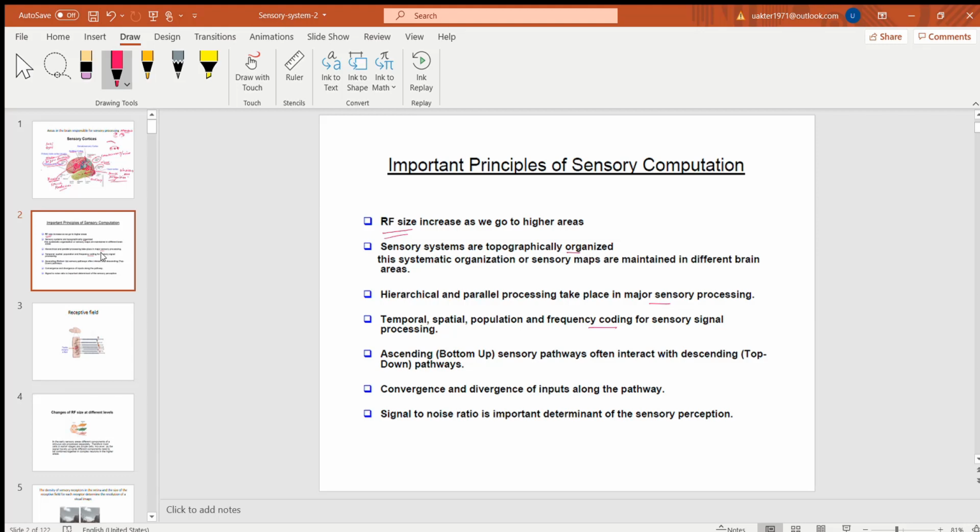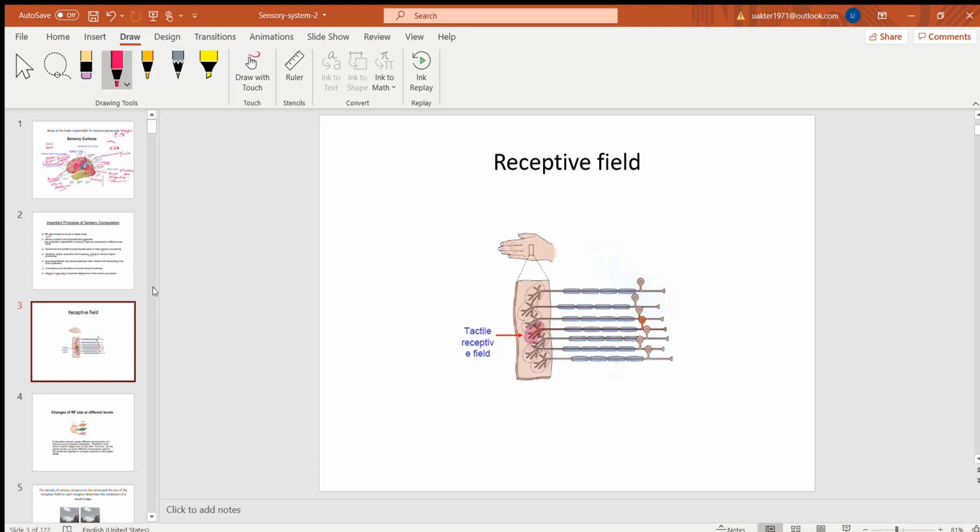Okay, and another one is the signal to noise ratio. That is an important determinant of sensory perception. So these are some important aspects of sensory computation. First, the size of the receptive field. Each sensory receptor has its own receptive field size. Okay. For example, these are the sensory receptors or receptor cells. For this one, the size of the receptive field on the skin, the tactile receptive field size, is like this. Okay. And you see the dotted line is showing the size of the receptive field for each receptor or neuron.